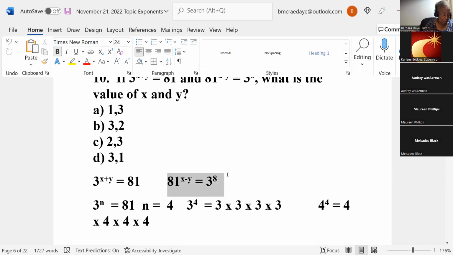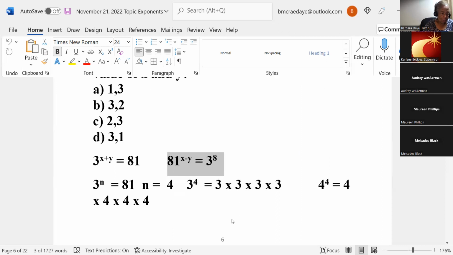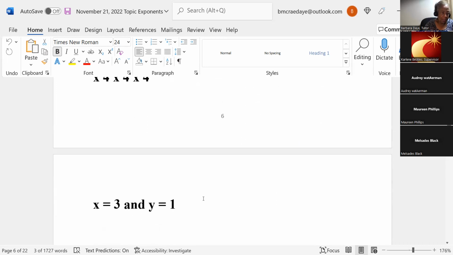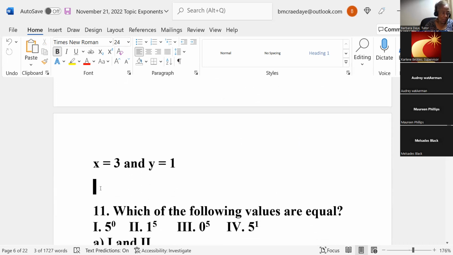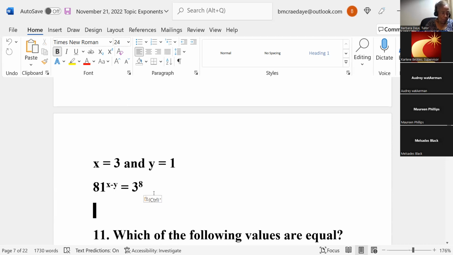I want you to do that operation for me. Put in the x, put in the y, and get a value, and then take 3 to the 8th and get a value. See if those are equal. So this one becomes 81 to the 3 minus 1. So let's just put 3 minus 1. So what's 3 minus 1, Mercedes?